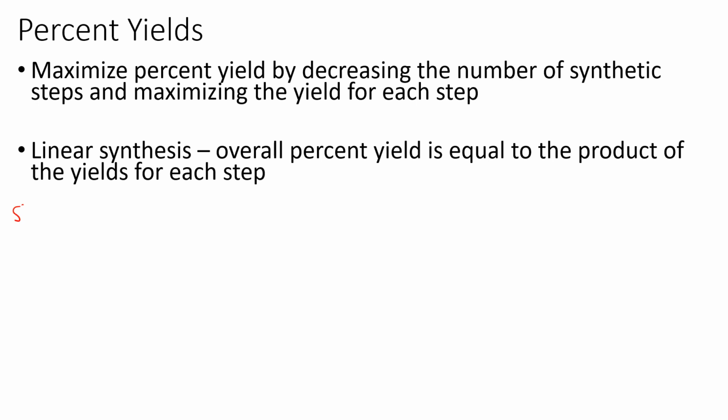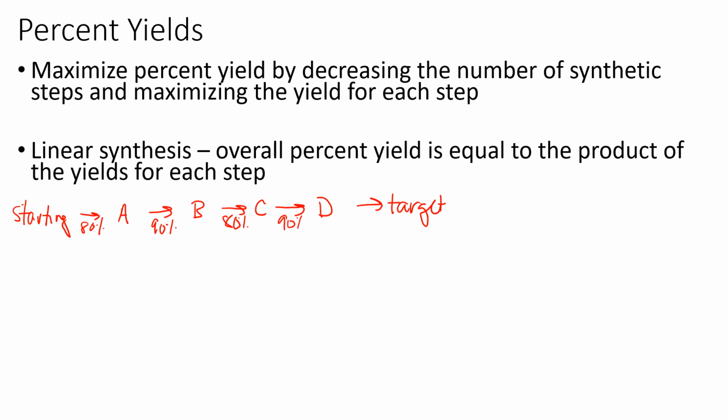So if I look at my starting material, and I'm going to go through a multi-step synthesis to get to my final target, each one of these reactions has a specific percent yield associated with it. If I alternate each one of my steps as having an 80 or a 90% yield, the way that I would calculate my overall percent yield is a product of all of those percentages. So we would multiply them all together, and my maximum percent yield for this overall linear synthesis would be a 47% yield.